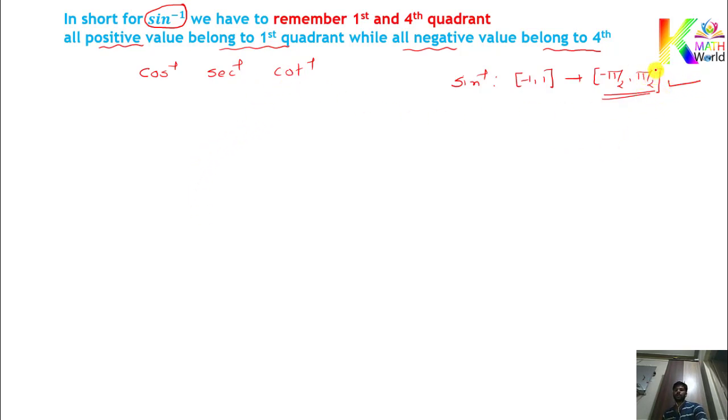Okay, so all positive values belong to which quadrant? First quadrant. You can see here you got only two quadrants. Positive values are 0 to pi by 2, while minus pi by 2 to 0 is for negative values. So whenever you have a negative value you get the fourth quadrant, whenever you have a positive value you get the first quadrant. In the same way, you can get the values for cos inverse, sec inverse and cot inverse.